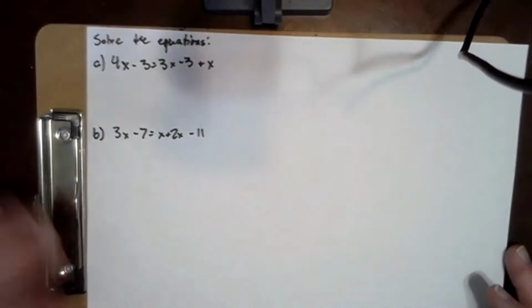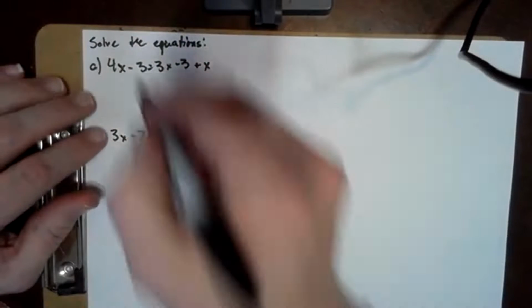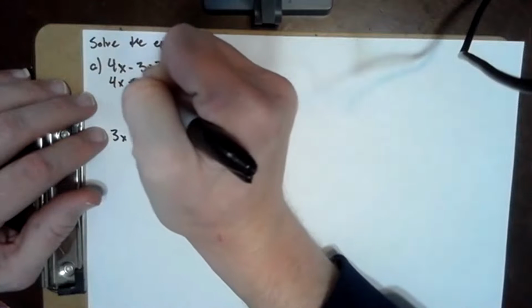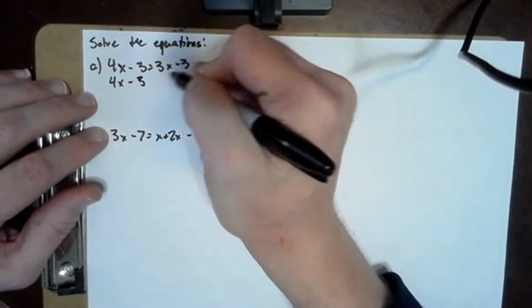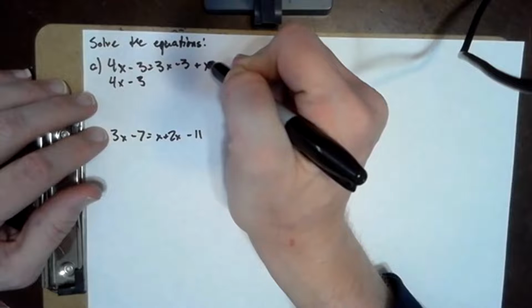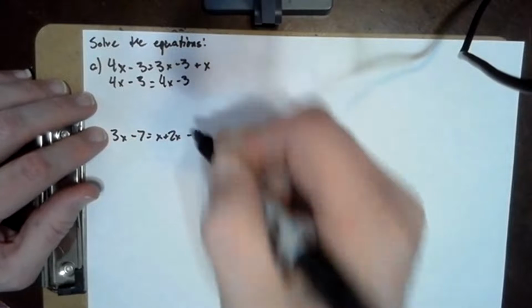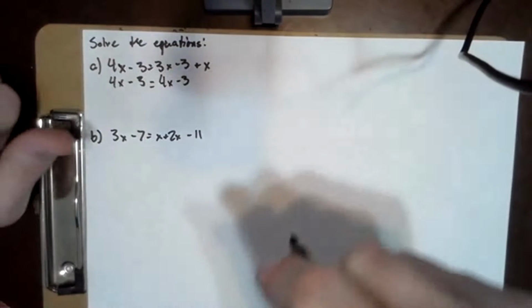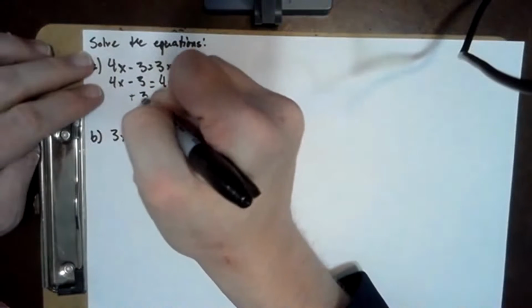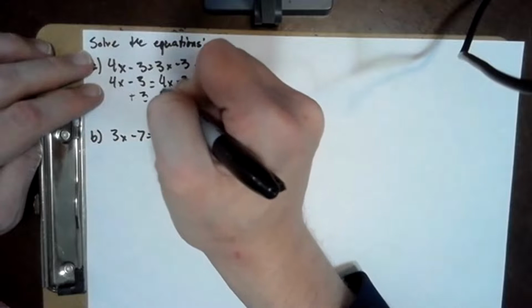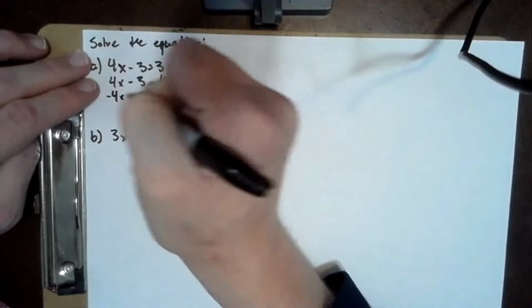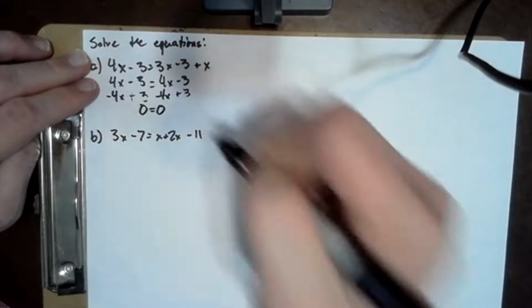Again, these are multi-step problems. First, we combine like terms. 4x minus 3 is going to stay the same, but here we've got 3x plus x over here, so that's 4x minus 3 again. And now we see that if we add 3 to both sides and subtract 4x from both sides, we get 0 equals 0.